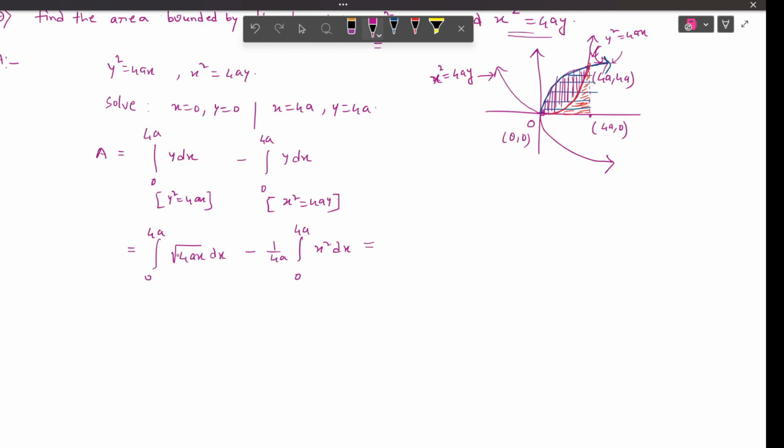So from this we can say square root of 4a is 2 square root of a, integration 0 to 4a, x to the power half dx, minus 1 by 4a integration 0 to 4a, this is x square dx.